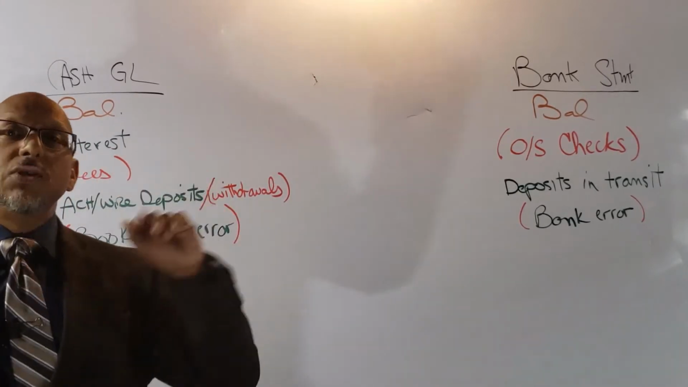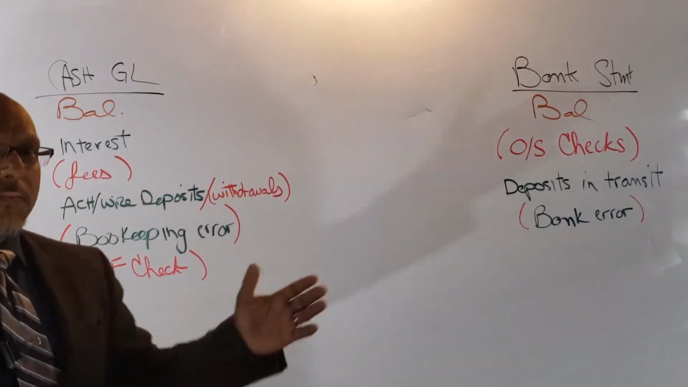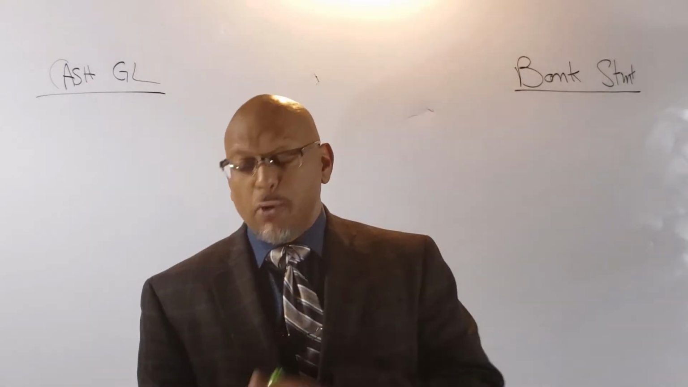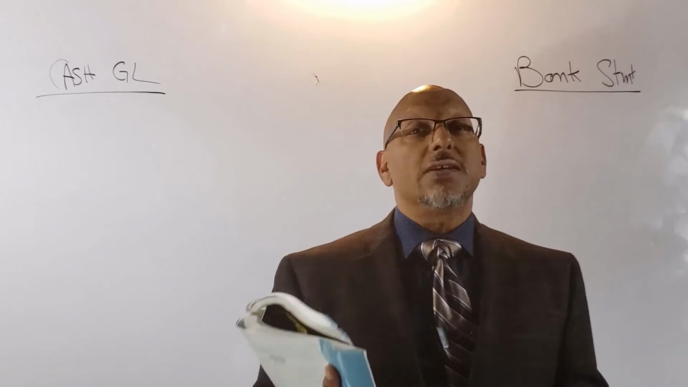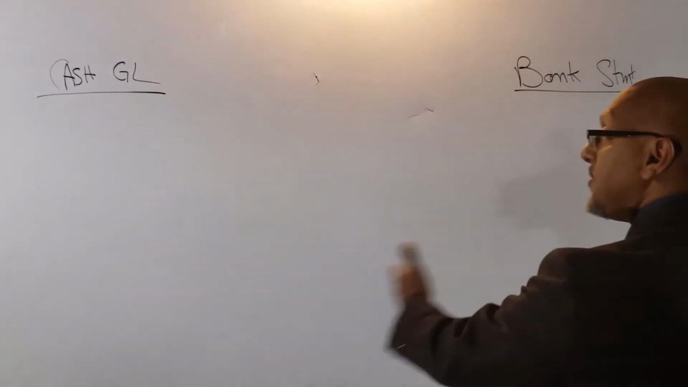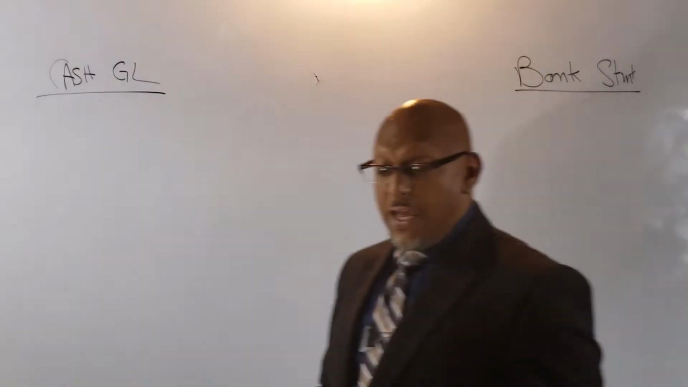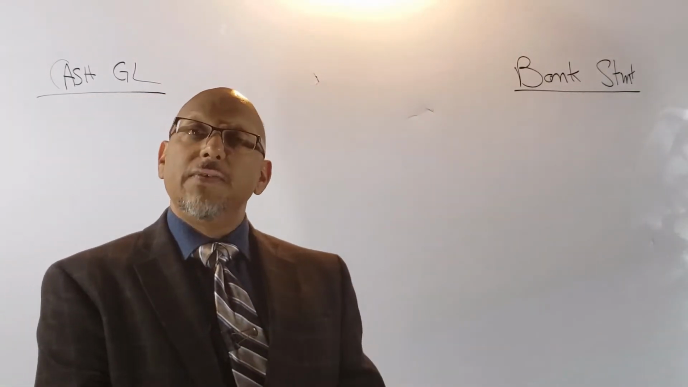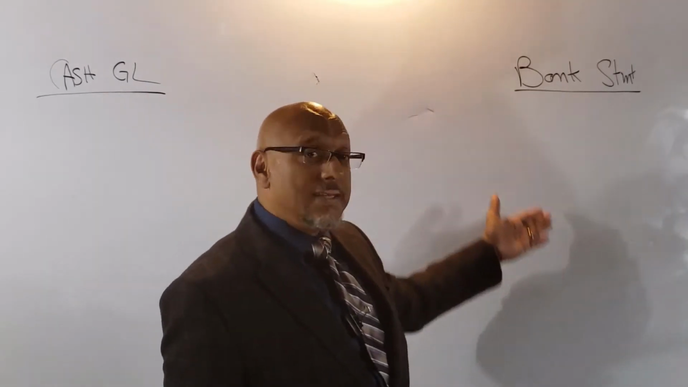So now let's do a transaction. Let us do one as an example from the book. Okay, so let's go to our book and turn to page 374. We're going to do exercise 10-2, and we're going to do a bank reconciliation right here. Easy. As you can see, on page 374, the top half is the cash GL, and the bottom half is the bank statement.